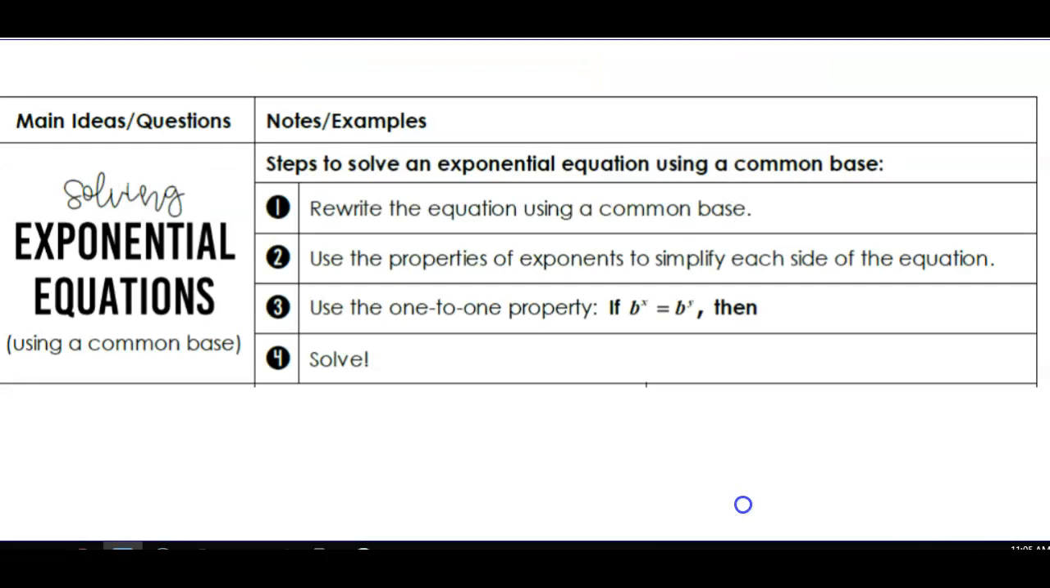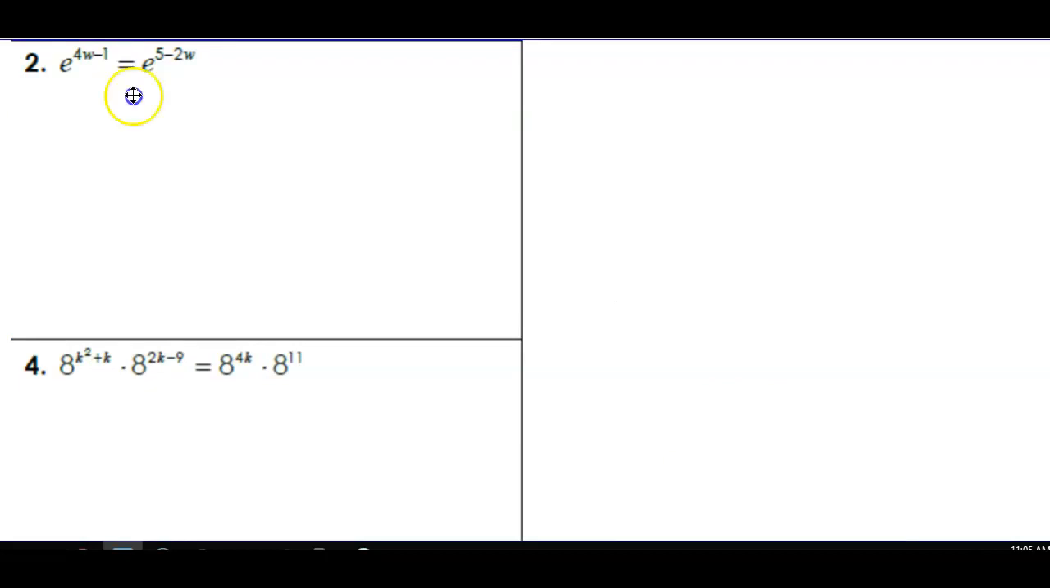In the assignment, there's a packet. You have 4 different sections to it. This is the section called Solving Exponentials with a Common Base. It says rewrite the equation using your common base, use the properties to simplify, then use the one-to-one property. If you have something like 3 to the y equals 3 to the 7, the only way that's true is if y equals 7. So when you get the bases the same, the exponents have to be the same. So that's the idea. I'm going to do the evens with you real quick.